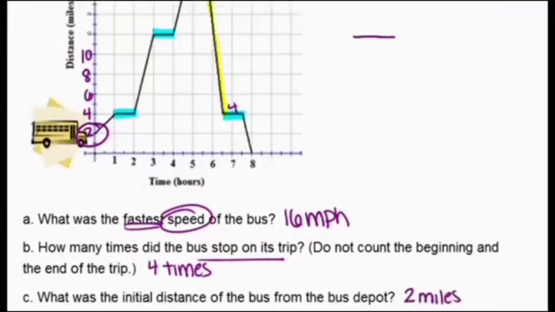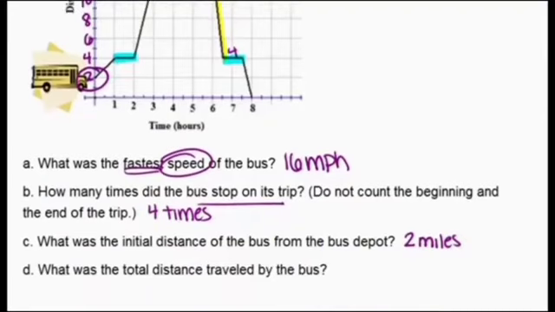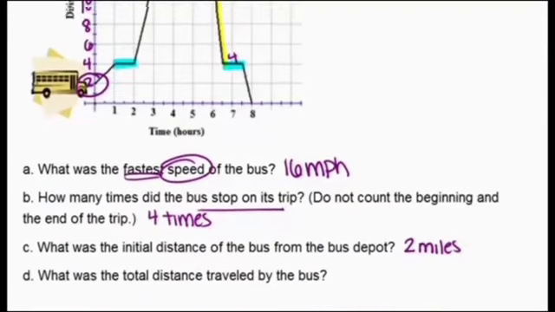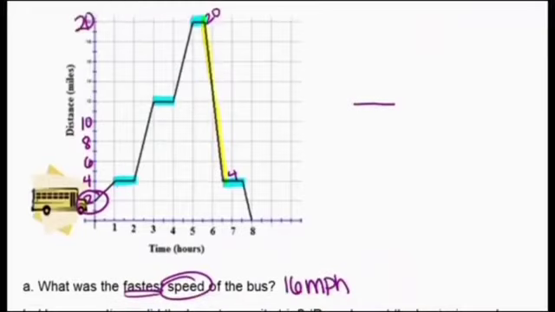And we have one more question. What was the total distance traveled by the bus? All right. So this question can seem harder than it is. Think about, we started being 2 miles away. We were driving and stopping and driving and stopping and driving and stopping until we get to 20 miles away. So how far have we traveled so far? We've gone from 2 to 20. So that means so far we went 18 miles in that first part of the trip. So from here to here, we've traveled 18 miles.